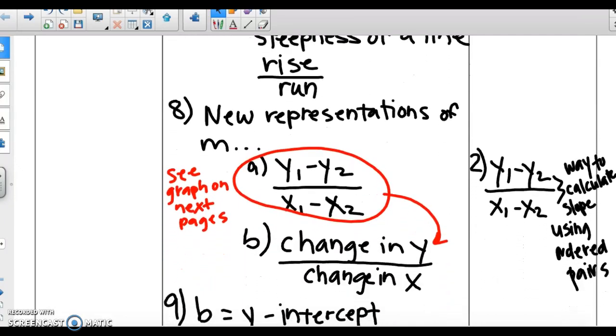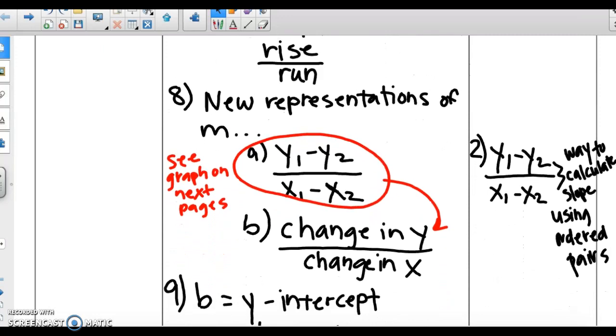We also have M, which we just were told is the slope. Instead of just writing M, we can find our slope. One way to find our slope is y1 minus y2 over x1 minus x2. Or it is also the change in y over the change in x. Yes or no? Mm-hmm. Okay.